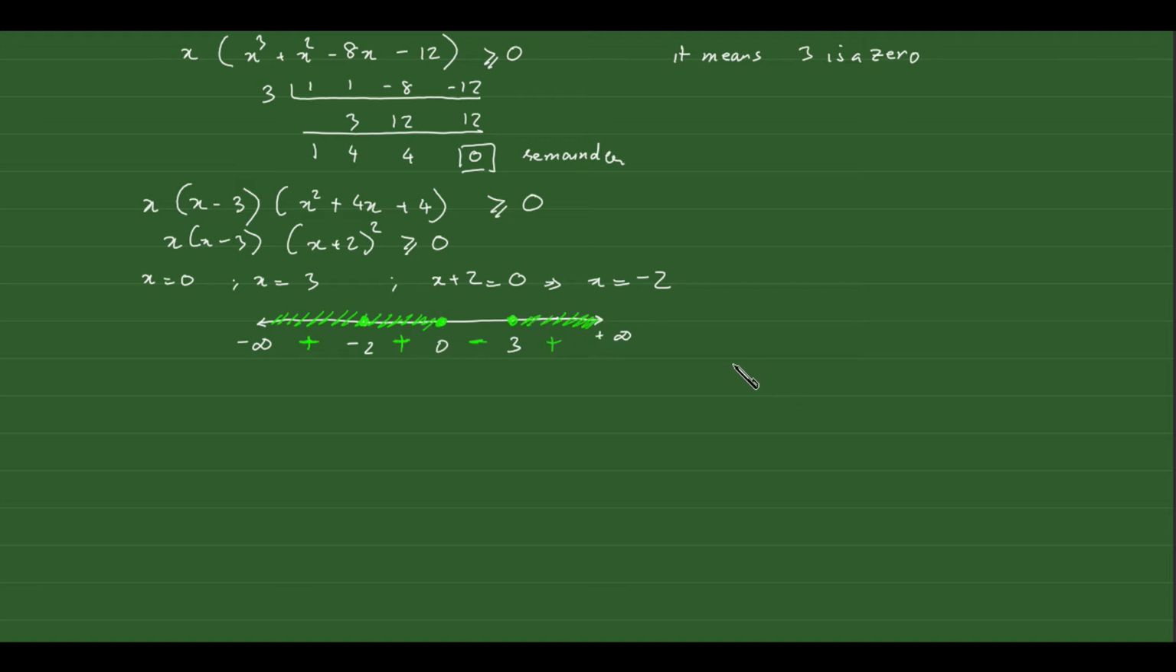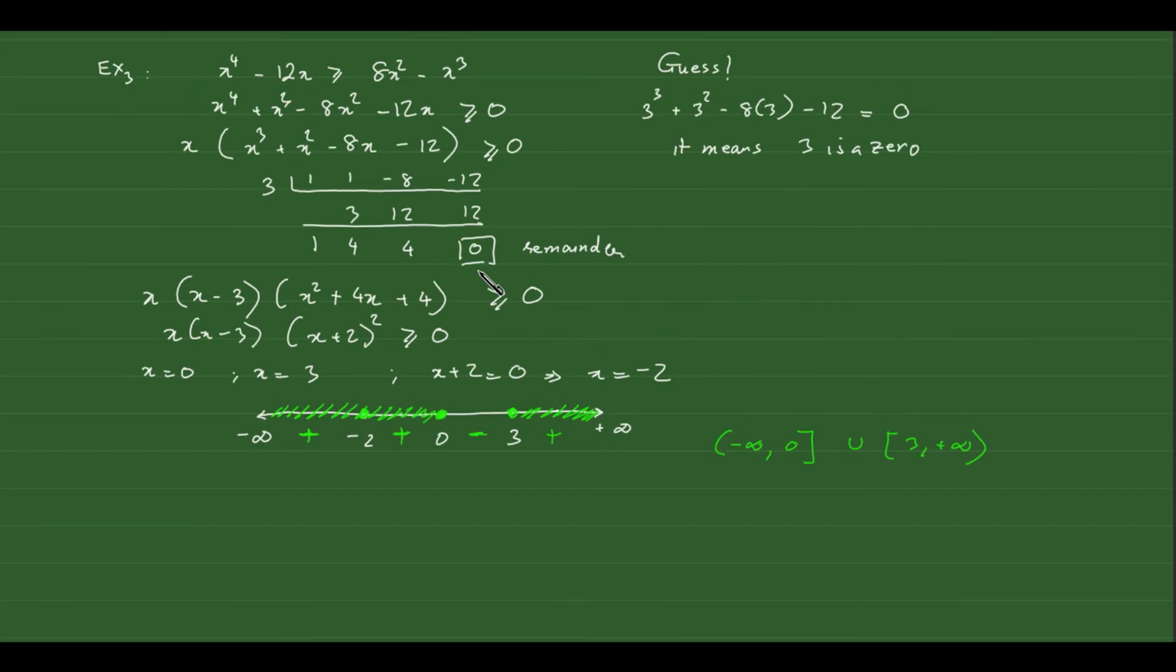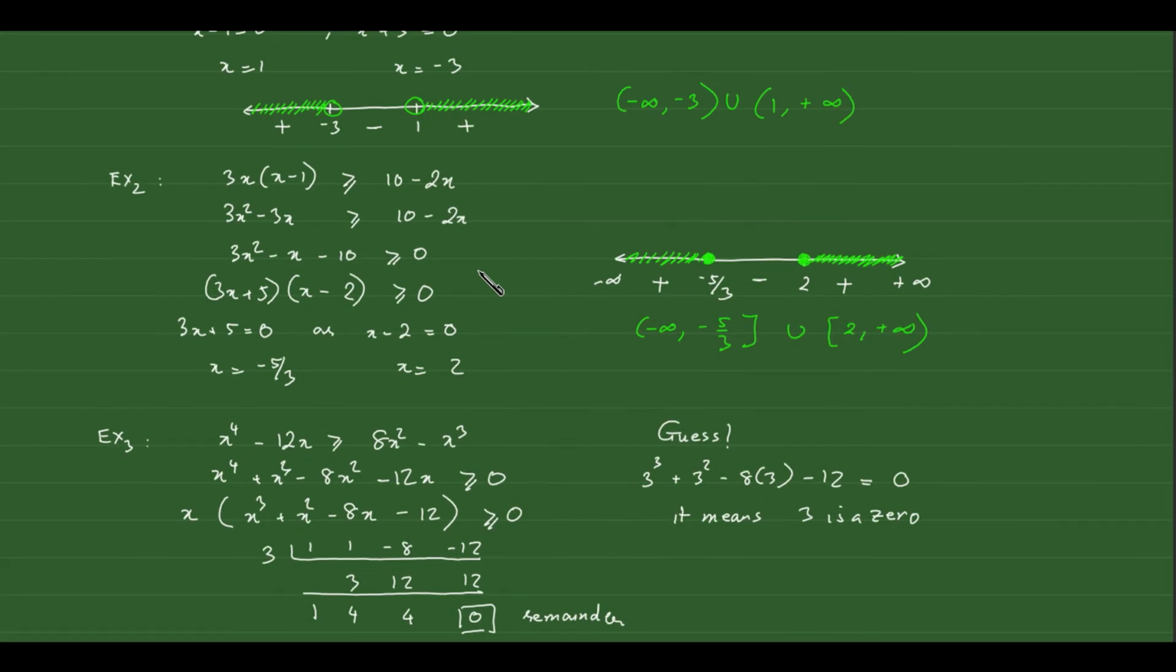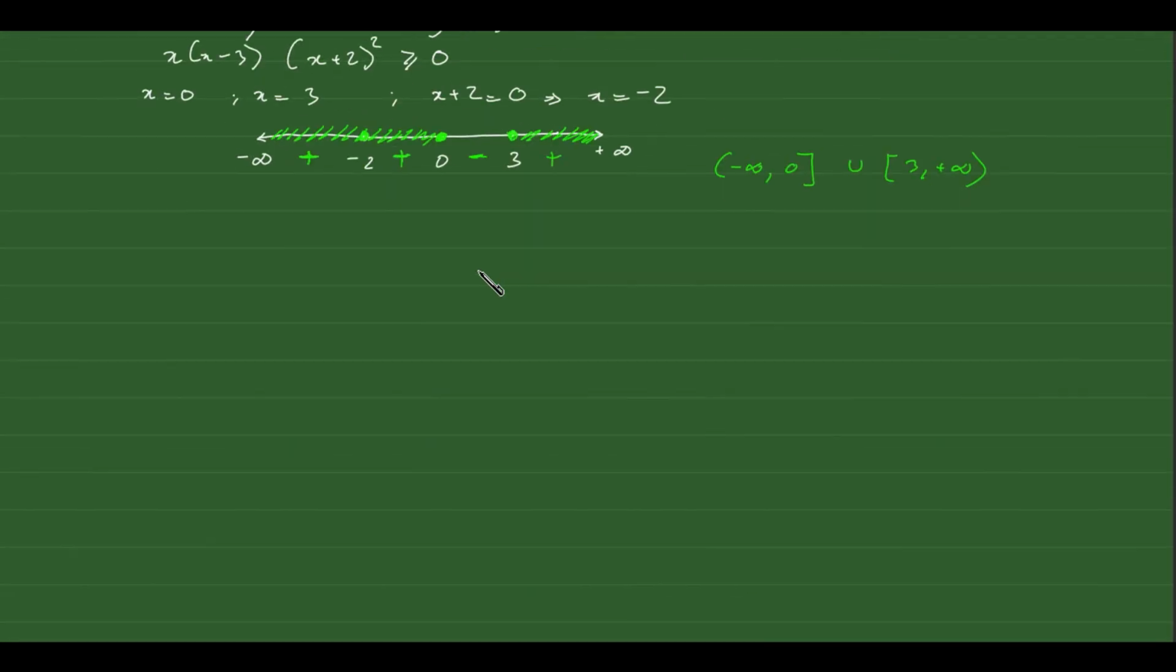So the final answer will be what? Negative infinity to 0, union with 3 to positive infinity. There you go. So that will be your final answer. Okay. So remember that you have to factor everything out. Otherwise you cannot do a polynomial inequality.